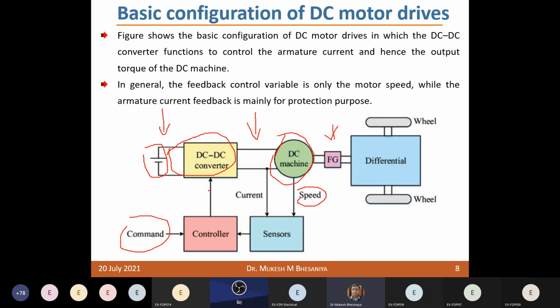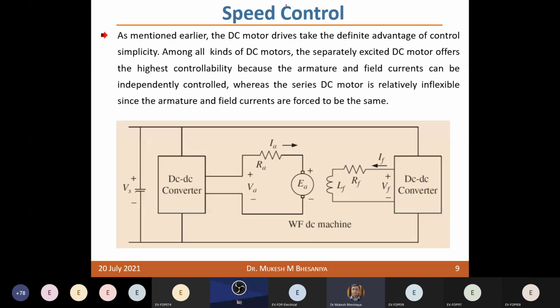Here the input signal to the DC-DC converter will be the duty cycle. I will explain that. Based on the duty cycle generated by the controller, you will have the required input voltage to the machine, and your machine will run at the desired speed. So if we talk about speed control in a separately excited DC motor, this is your DC machine. This is armature control, and this is field control. This is the configuration of a separately excited DC motor.